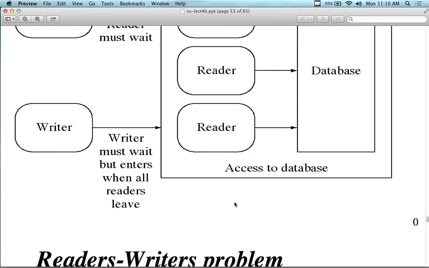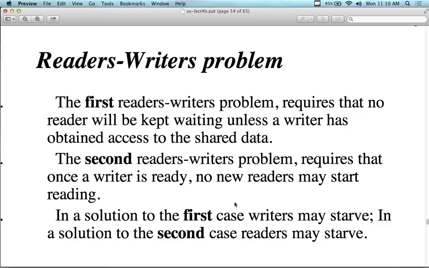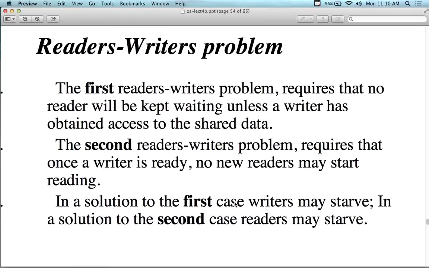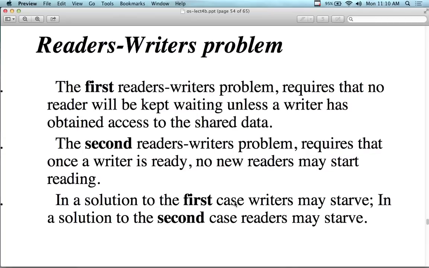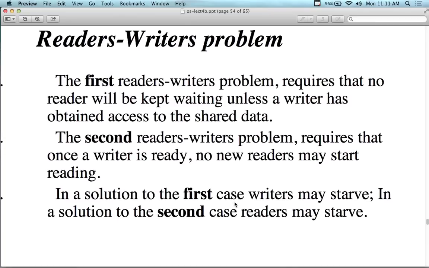So, causes issues. So, in the problem of the reader and writer, the first reader-writer problem requires that no reader will be kept waiting unless a writer has obtained access to the shared data. So, why keep the readers waiting for the writers? Unless the writer intends to write. Maybe the writer's just checking the balance, but not really writing. And then the second reader-writer problem requires that once a writer is ready, no new readers can start reading, otherwise we get starvation.